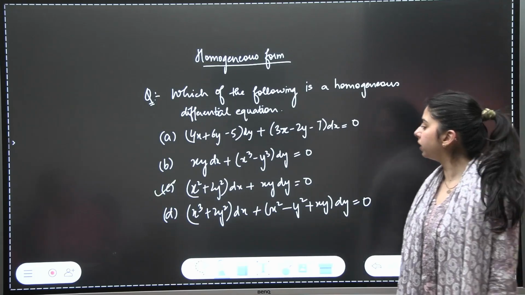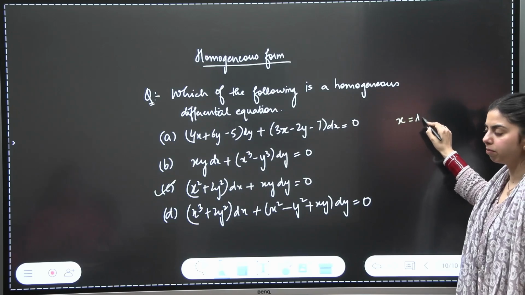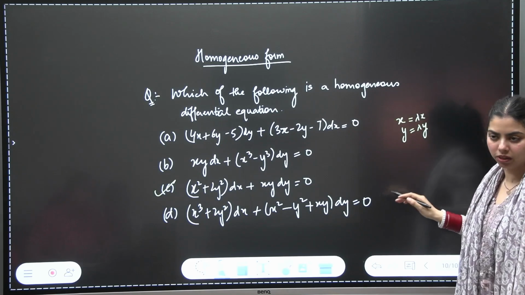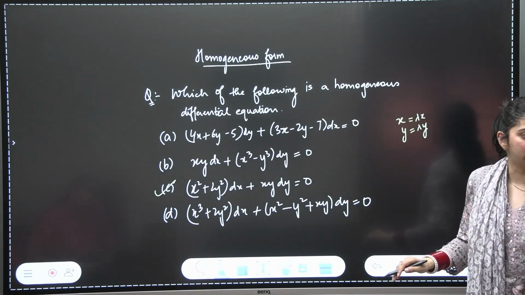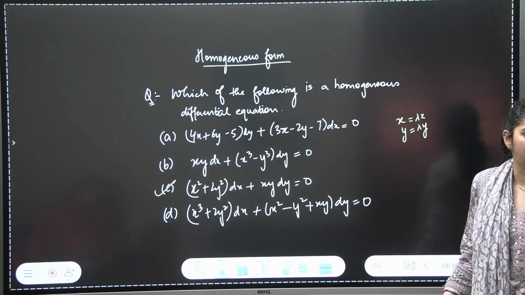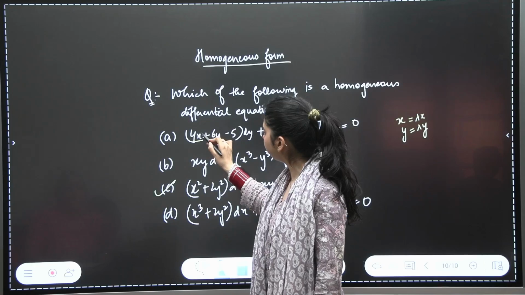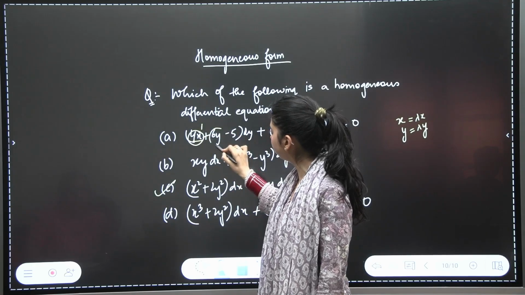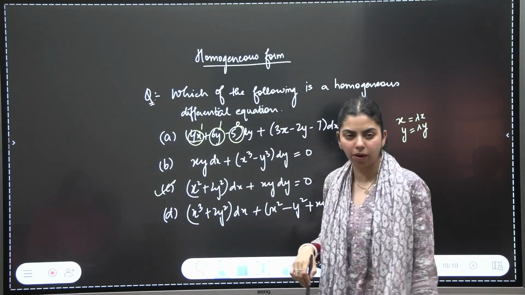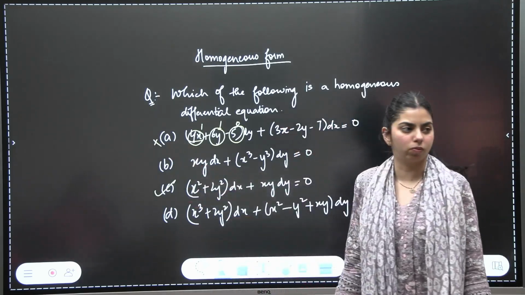The simplest idea is you substitute x as lambda x, you substitute y as lambda y. This is one method. If your equation comes out to be exactly the same as what you've been dealing with earlier, then you have a homogeneous differential equation. Just look at the powers. Here your variable has power 1. Here your variable is power 1. Here there is no variable of power 2. Wherever you have a different power, that means it's not homogeneous.